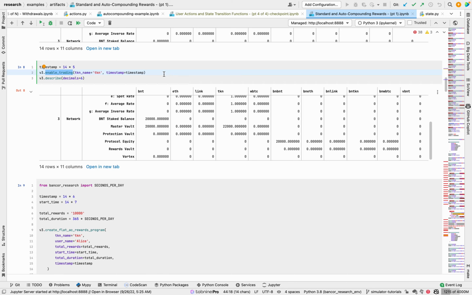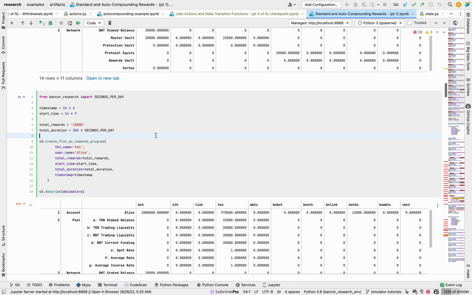Everything went through as expected. And from that point, we can import just a quick value from the repo for the number of seconds in a day, and we start creating. First of all, we're going to start out with a simpler case, which is the flat rewards program that Mark discussed a moment ago.